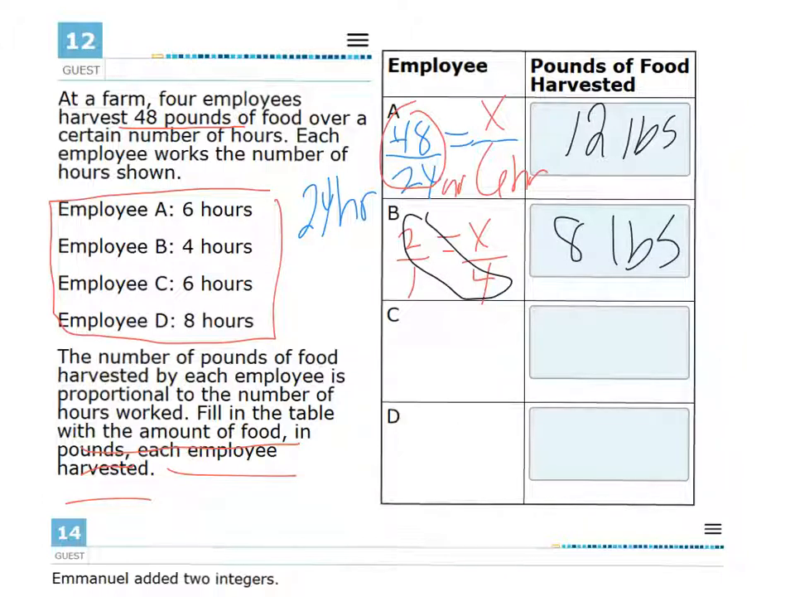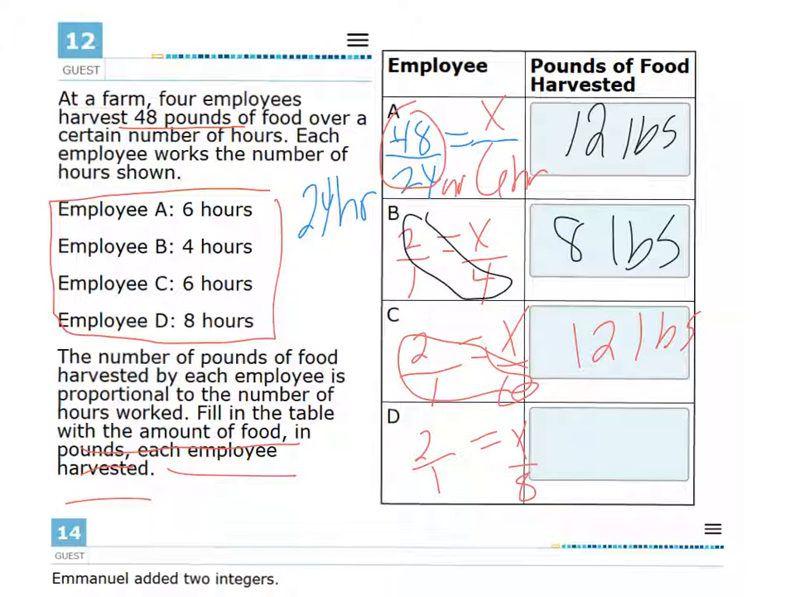And then for employee C, we do the next 2 over 1 equals x over 6, and it turns out they also are going to be harvesting 12 pounds. And finally, for employee D, we have 2 over 1 equals x over 8, and that would give us 16 pounds.